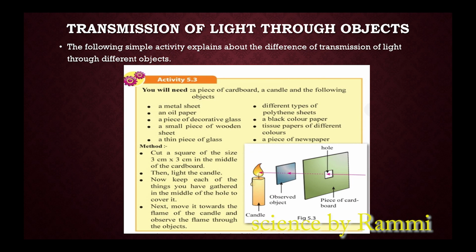Now we are going to do activity 5.3 to learn about the transmission of light through different objects. Once we have completed this activity, we can see the candle flame is observed differently when we observe the flame through various materials.